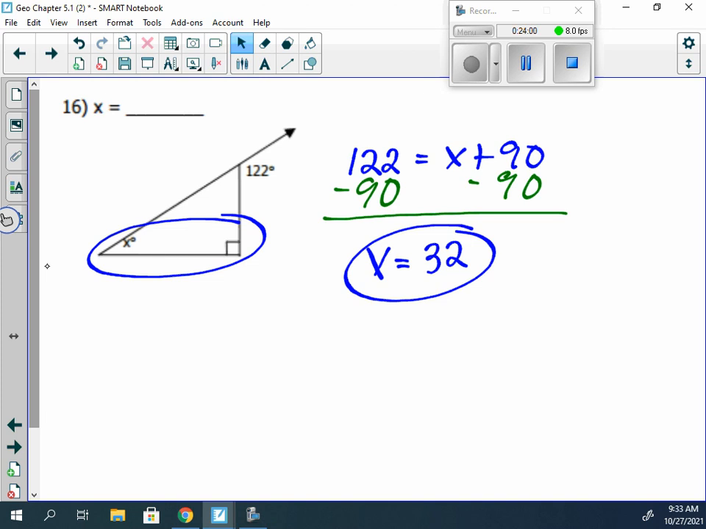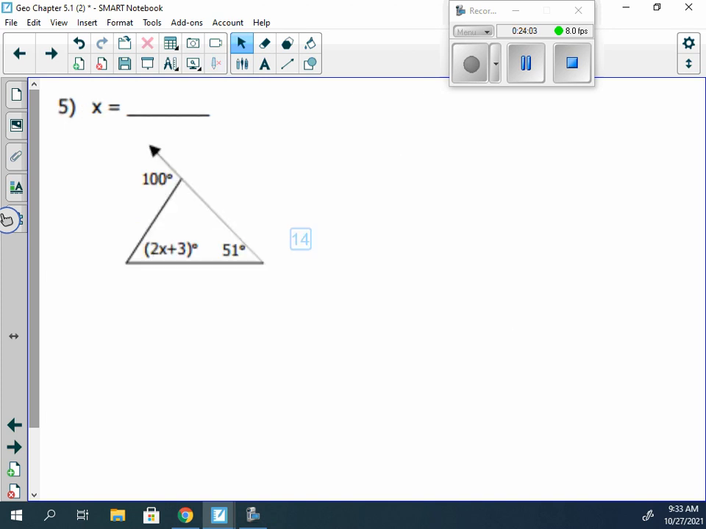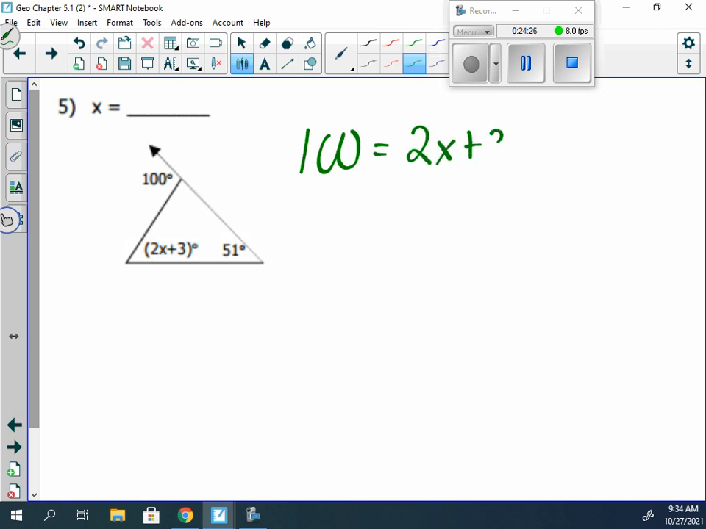Questions on this here? So this one here, the exterior angle is still equal to the sum of the opposite two interior angles. Yes. The exterior angle is 100 degrees. This one, the opposite interior angle is 2x plus 3 plus the other angle, which is 51.